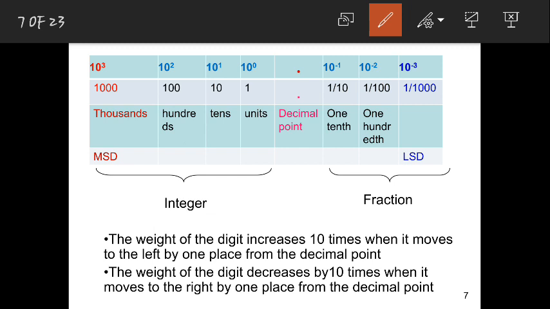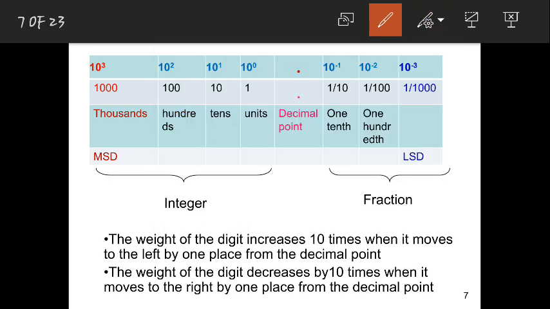Whenever you write a number, the bit at the last, to my right, in this video this is to my right, is called LSD, and this is called MSD. This is least, and this left side is most.